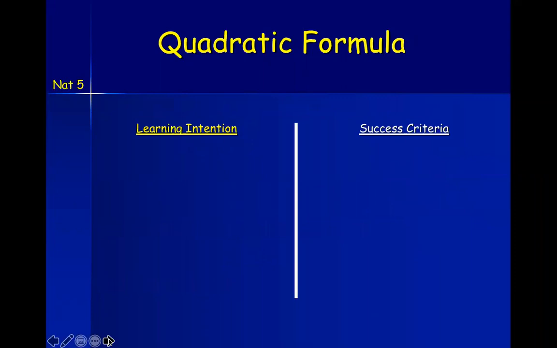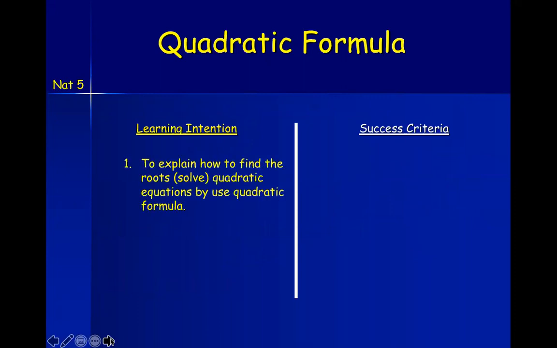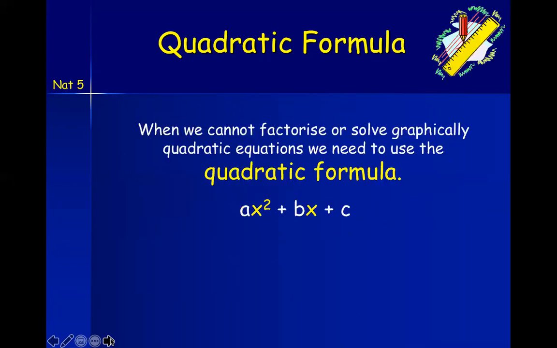So we've looked at the discriminant. Now let's have a look at what we call the quadratic formula. The quadratic formula is a formula that is given to you in your formula list. In order to find the roots, we can solve a quadratic equation by using the quadratic formula. So I'm going to show you what the quadratic formula looks like.